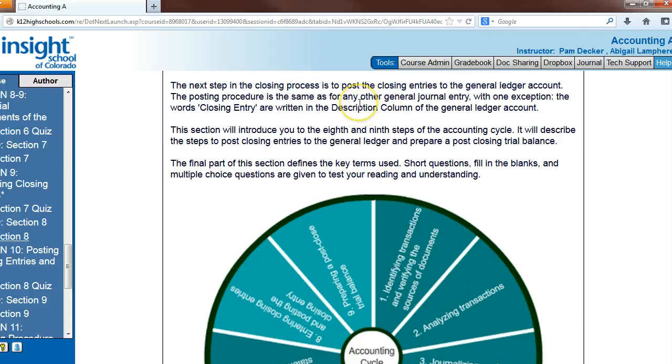And then we'll need to post those journal entries to the general ledger. Okay, let's see. The posting procedure is the same as for any general journal entry with one exception. The words closing entry are written in the description column of the general ledger account. So instead of the account names or the source document, this is just going to be recorded as closing entry in the description column of the general ledger.